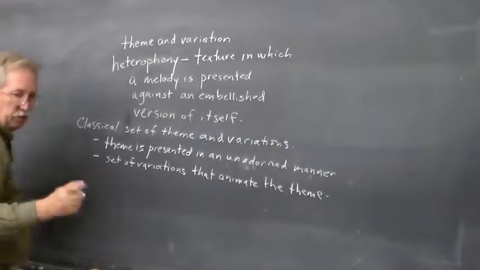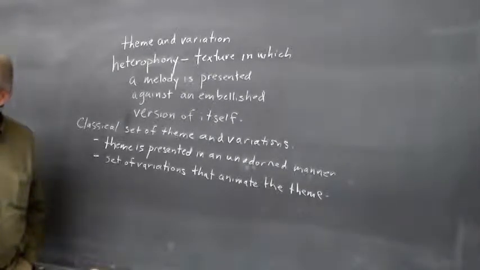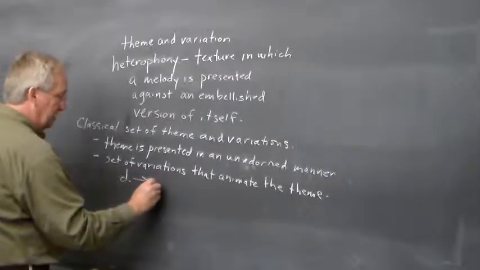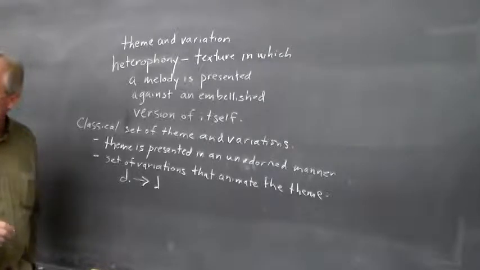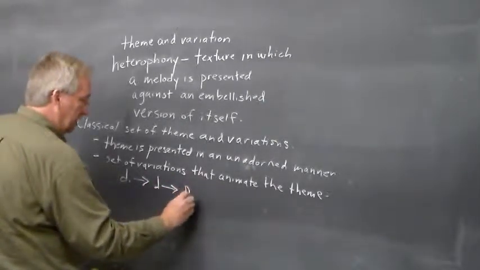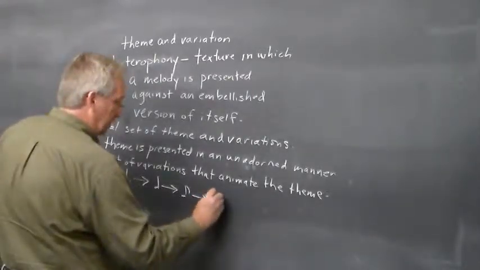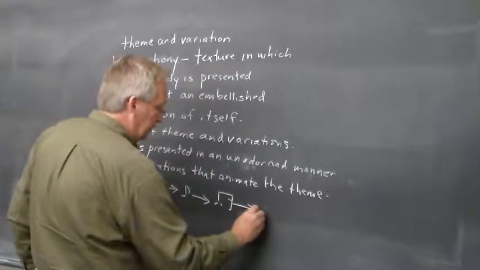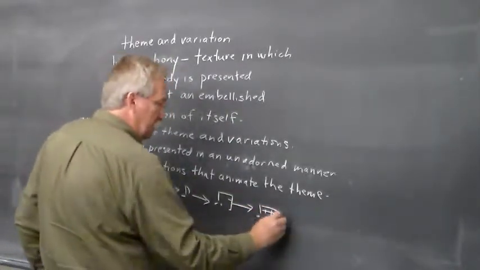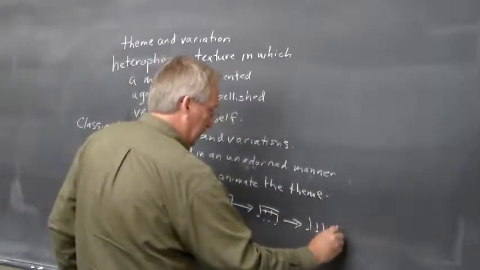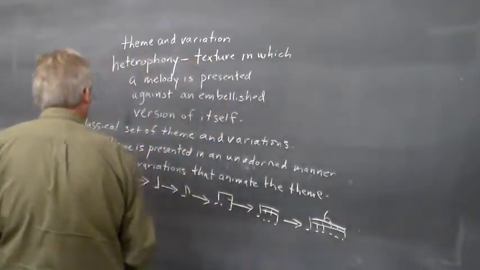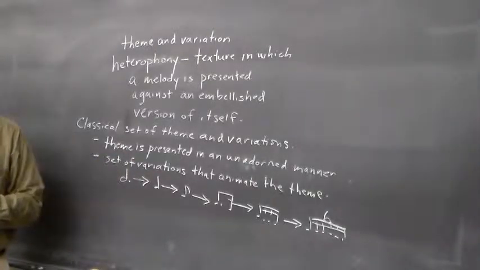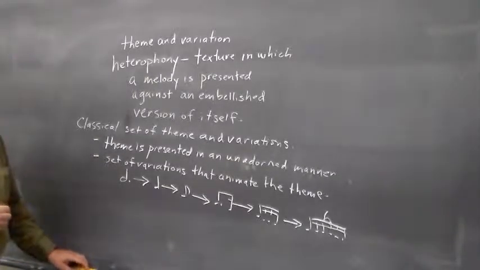So, for instance, what we're going to see in this example is that the theme is presented in dotted half notes, and then you'll have variations featuring quarter notes, and then eighth notes, and then it introduces 16th notes, and then continual 16th notes, and then even sextuplets. So progressively introducing shorter subdivisions of the beat, and it gives it a sense of forward movement. So look for that at the beginning of the set.